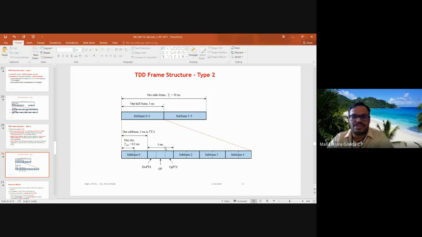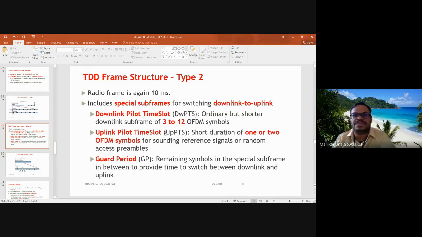But what is that special subframe? I said downlink pilot time slot, then guard period, then uplink pilot time slot. That is what is there in one subframe, so this will be occupying one subframe. So this is the difference. And even I said why it is required: the special subframe is required for switching from downlink to uplink.